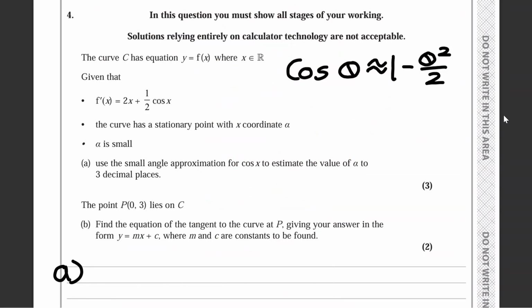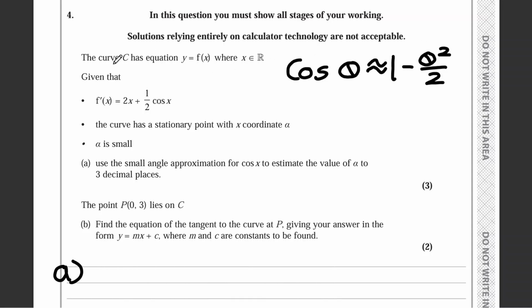Okay, so here's question 4 here. If you're having a go at these questions yourself at the same time, I've given you the formula here for the small angle approximation of cos, because this is given to you in the formula booklet, so you have access to it in the exam.